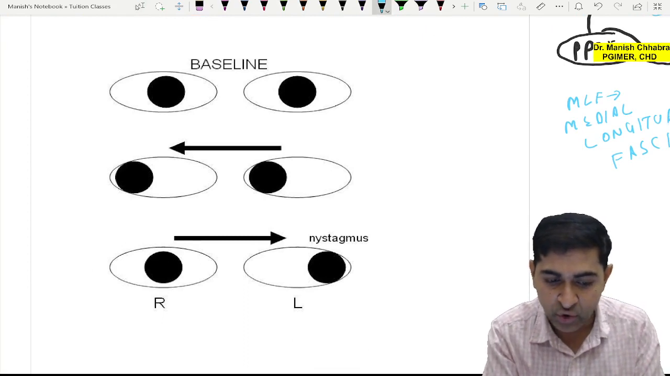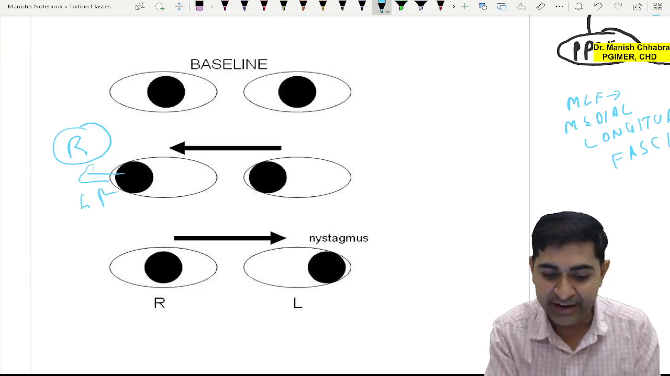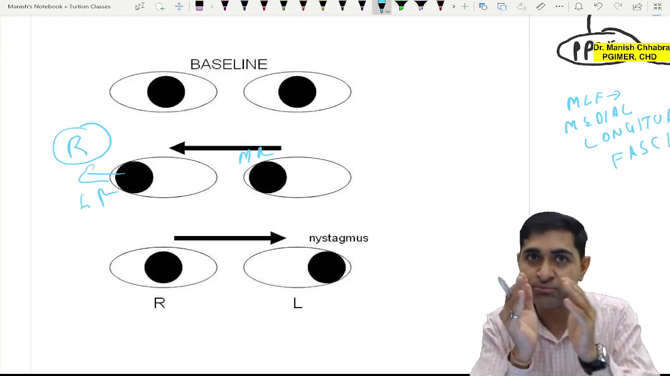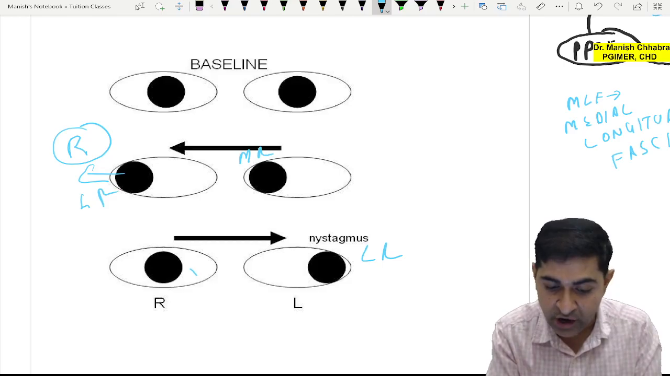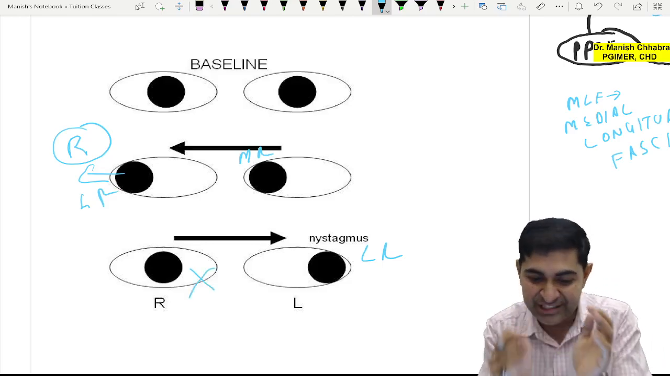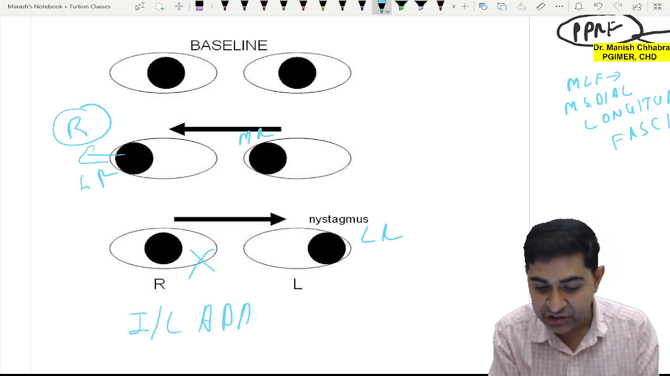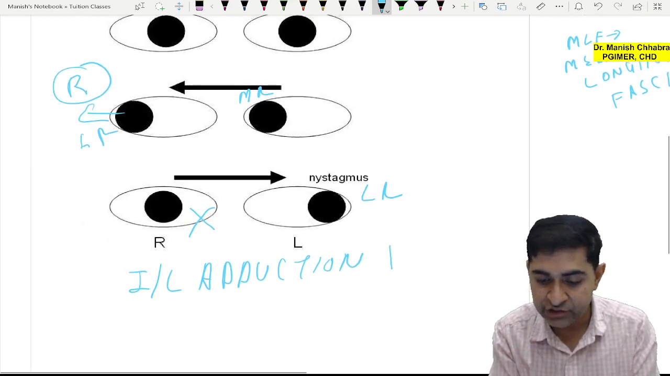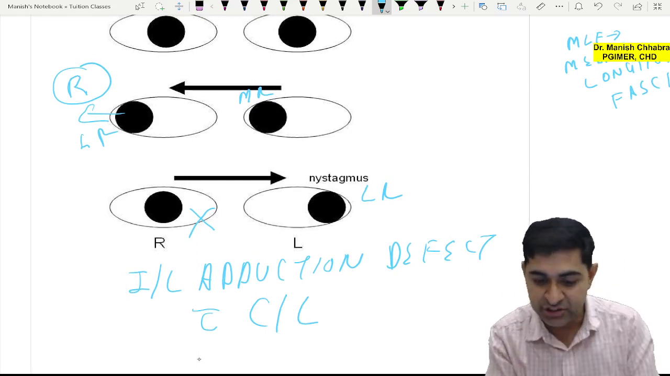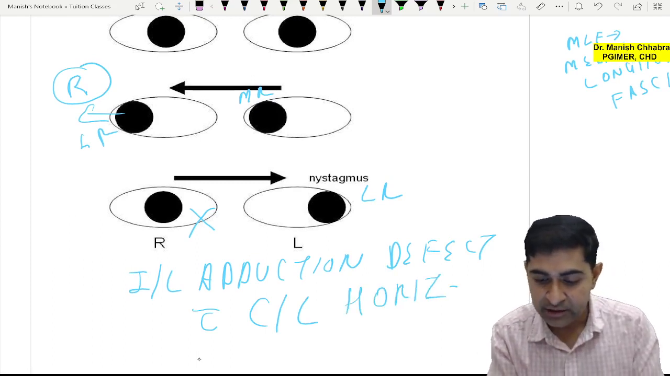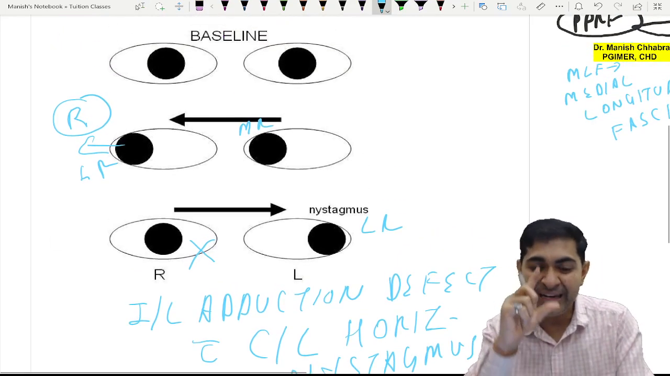So here let's see the image. You ask the patient to look onto the right side. So the right eye has moved right because of the lateral rectus, and the left eye because of the medial rectus has moved right. But when you ask the patient to look onto the left side, there is lateral rectus action, but because there is medial longitudinal fasciculus damage, there will be nystagmus. So what you call ipsilateral adduction defect or deficit, with contralateral, meaning opposite side, horizontal nystagmus.